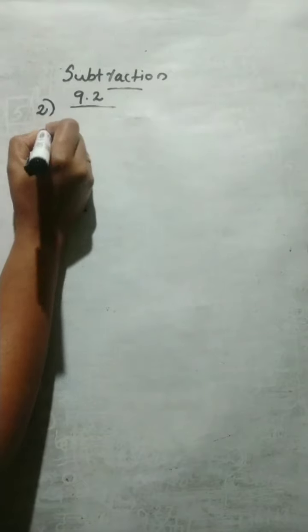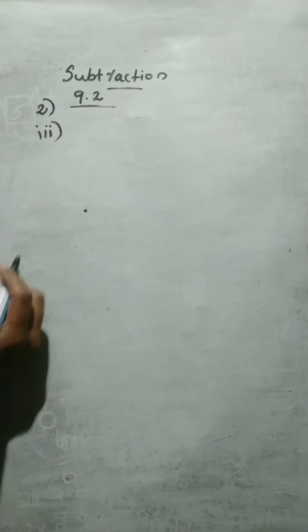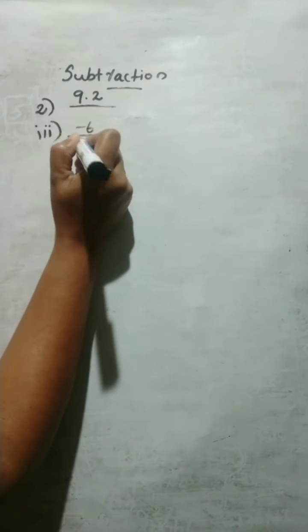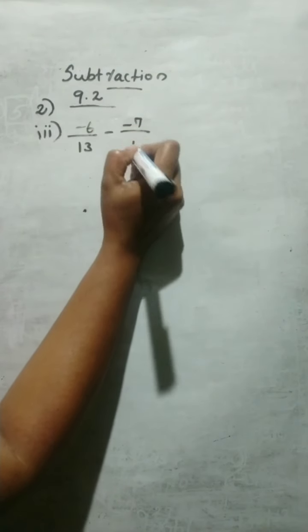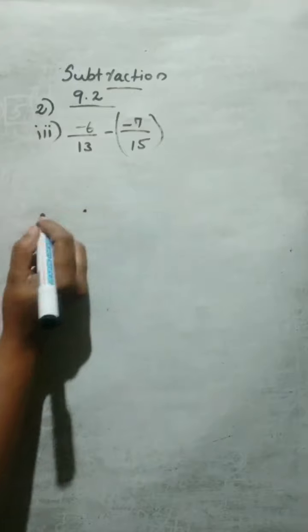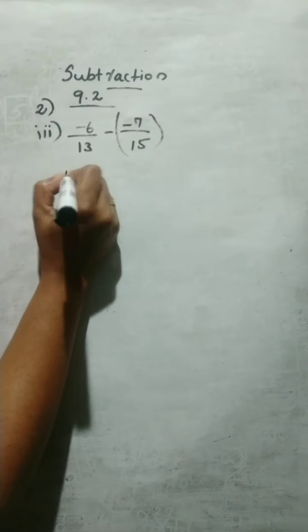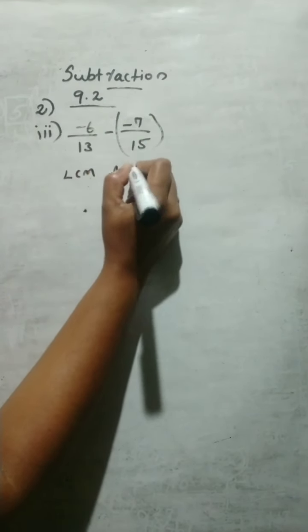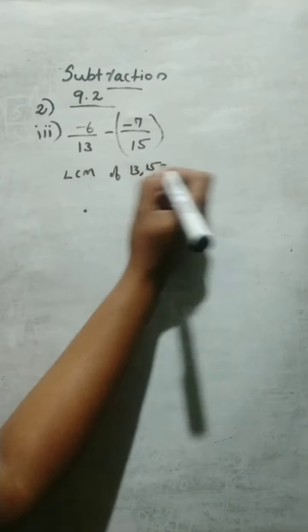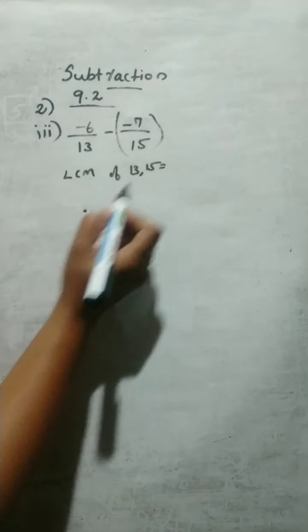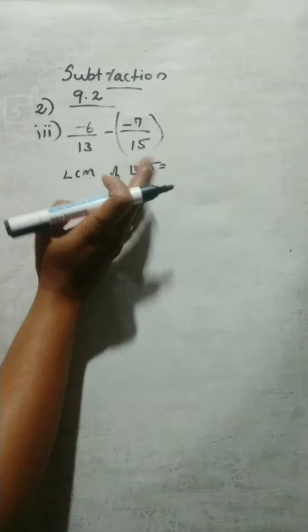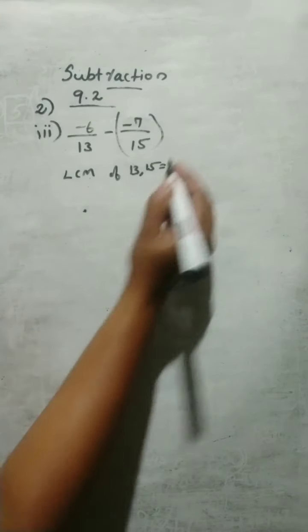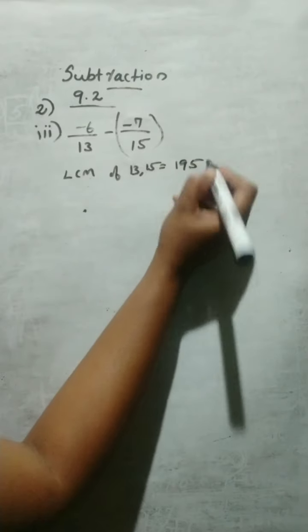Then third question. Negative 6/13 minus negative 7/15. Here also 13 and 15. So the LCM of 13 and 15 will be 13 times 15, because 1 is the only common factor of 13 and 15. While we are dividing by 1, we will get the same numbers itself. So we multiply these to get 195.